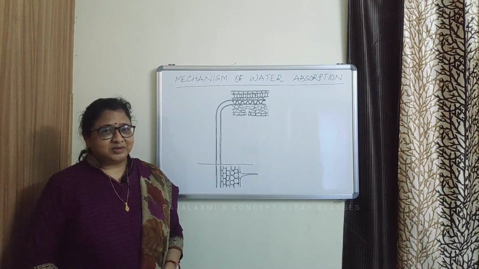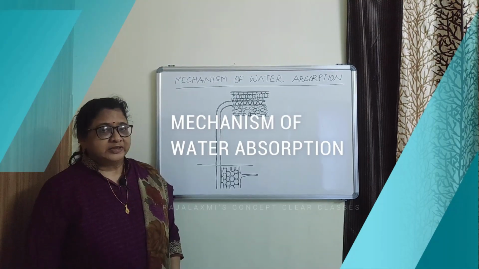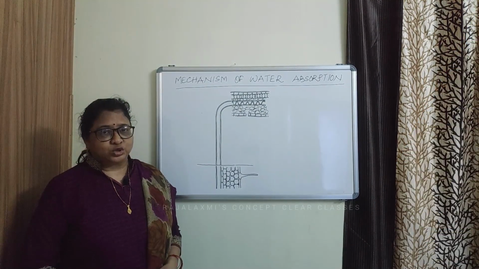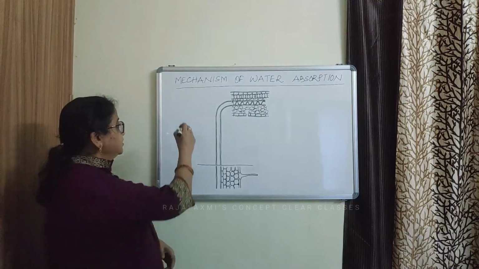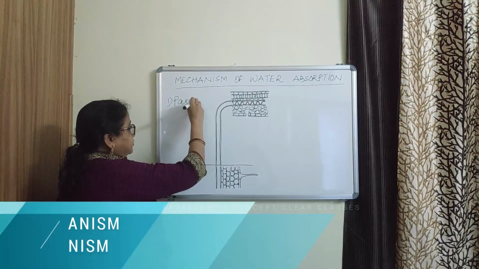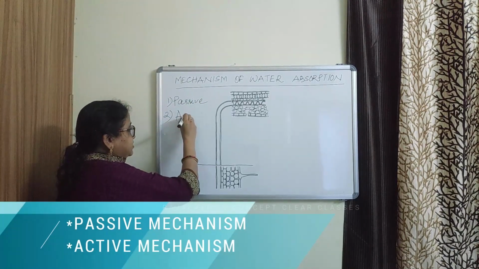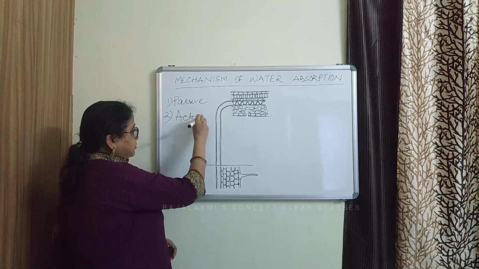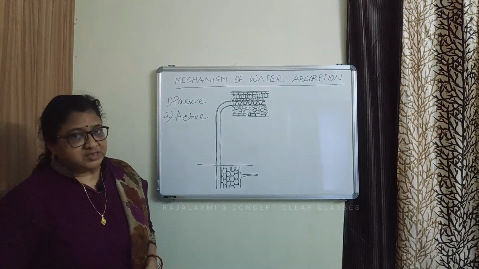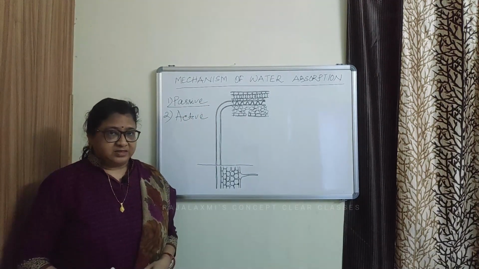Today we will discuss the mechanism of water absorption. Water absorption involves two mechanisms. One is the passive mechanism and the second one is the active mechanism. First we will see what is passive absorption or passive mechanism.